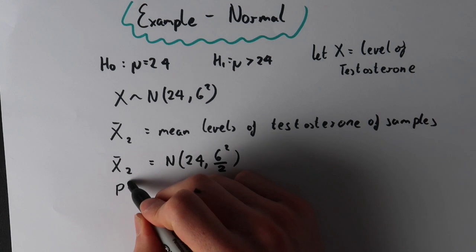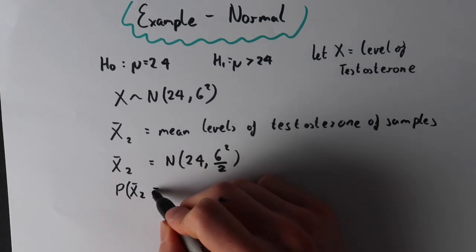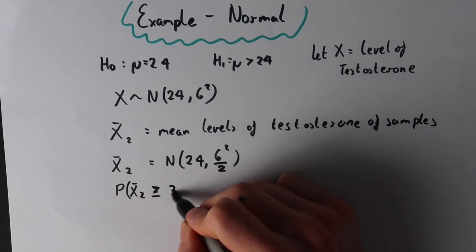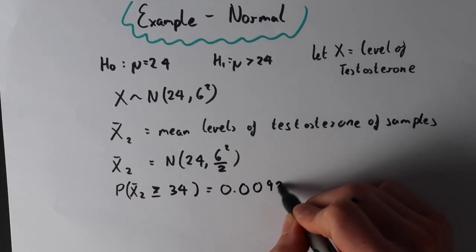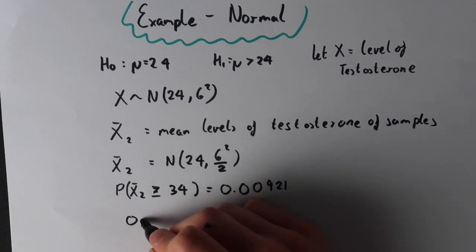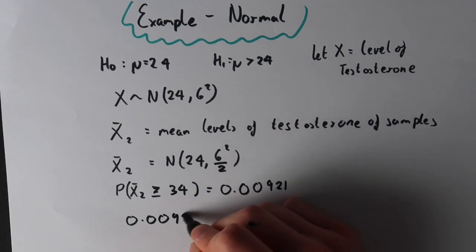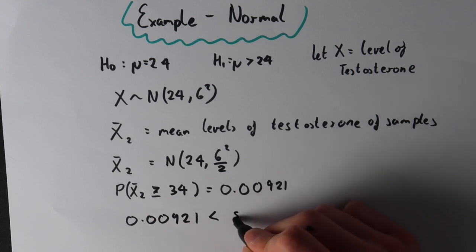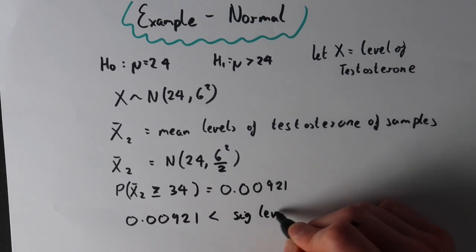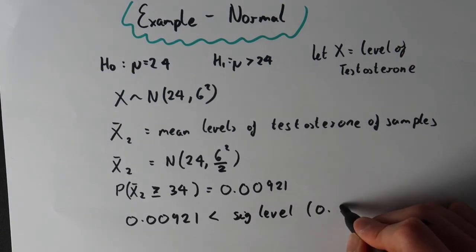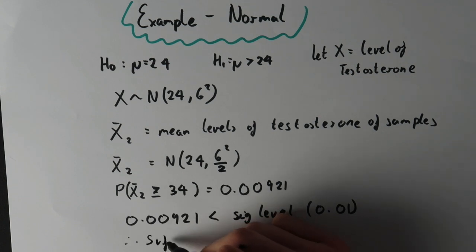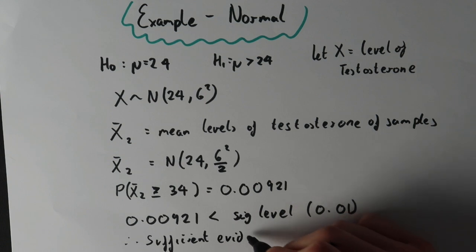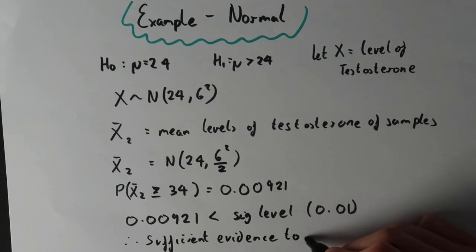We then work out what the p-value is for this. So p is the probability of X bar 2 being greater than or equal to 34 in this case. It is 0.00921. We then compare this to our significance level and see that it is less than our significance level. Therefore, the chances of this happening are less than the boundary we set up, and therefore we have significant evidence to reject H0 and suggest that his testosterone level is above the mean.